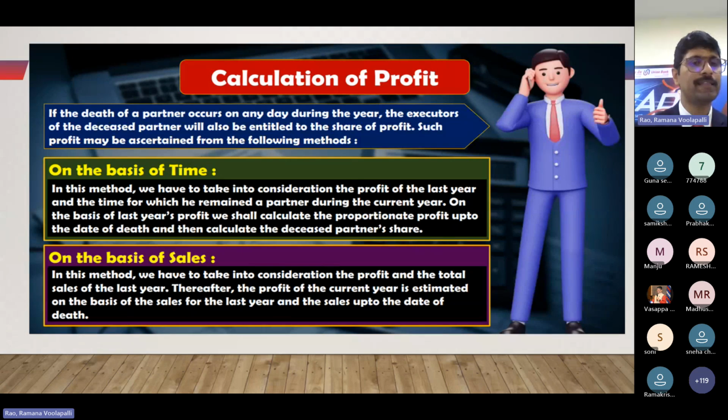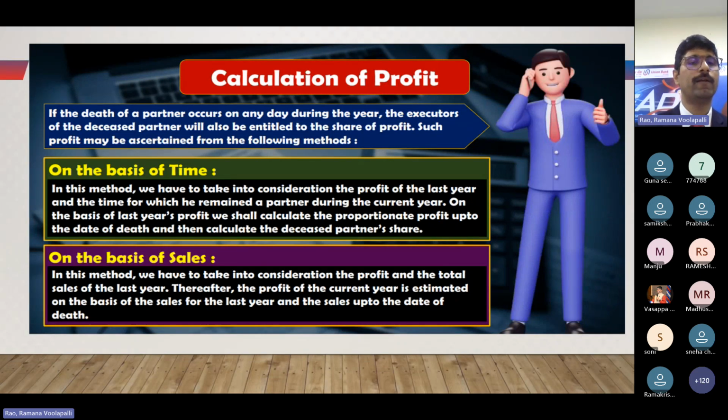On the basis of time, in this method, we have to take into consideration the profit of the last year and the time for which he remained a partner during the current year. On the basis of the last year's profit, we shall calculate the proportionate profit up to the date of the death and then calculate the deceased partner's share. For example, the last year's profit is for 12 months. If the partner has died in the 6th month, then for the 6 months, the profit based on the last year's profit will be calculated and credited to the partner's account. On the basis of the sale, that is current.